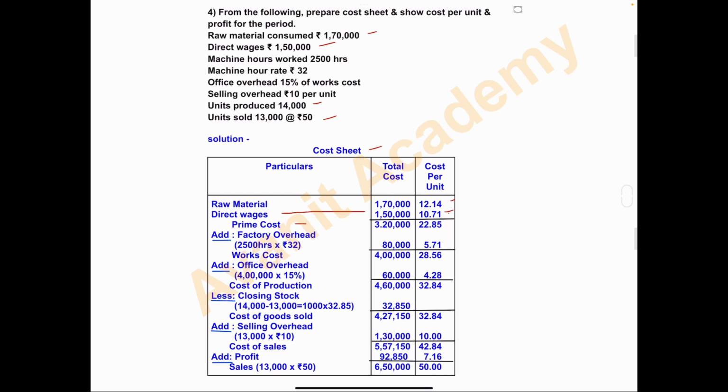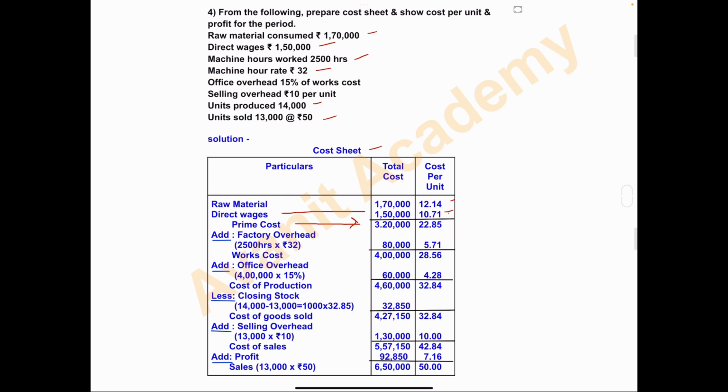This is called prime cost. Next, add factory overhead. So in the factory we use machines, right? So how many hours has this machine worked? 2,500 hours, and the rate per hour is rupees 32.